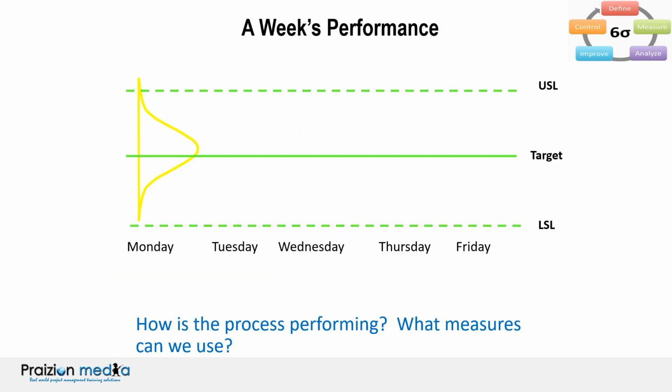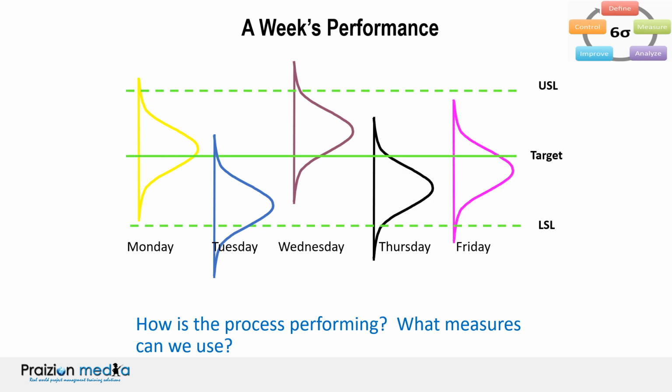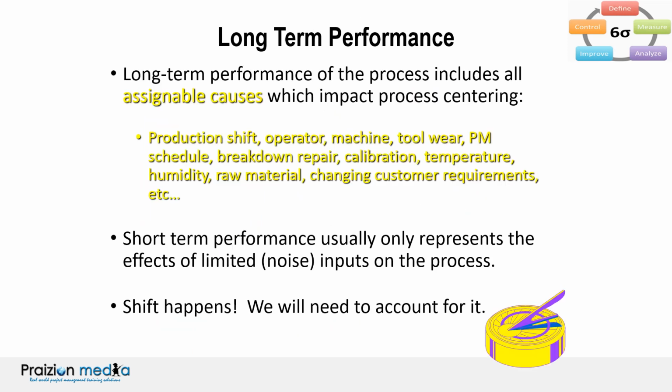On a short term basis, you can manage your process. But a good process is one which performs consistently over a long period. Long-term performance of a process includes all assignable causes which impact the process setting: production shift, operator, machine, tool wear, periodic maintenance schedule, breakdown, calibration, temperature, humidity. All these things change daily, so day to day these things will vary.